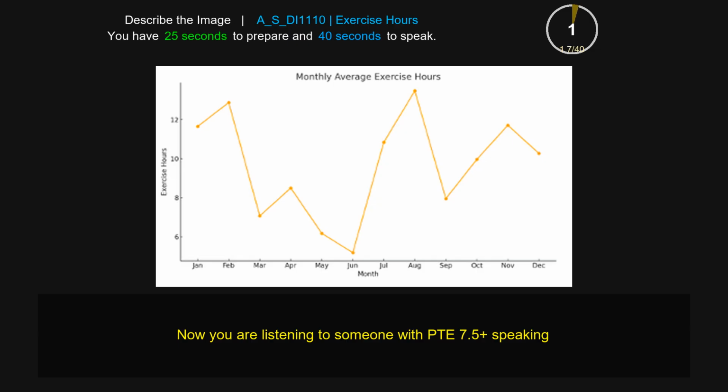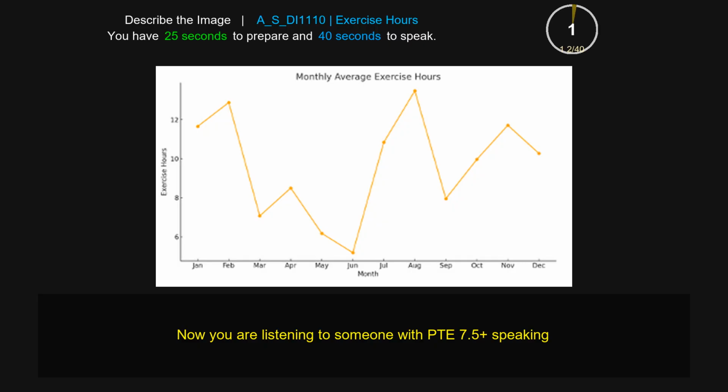This line graph shows information about monthly average exercise hours. On the left it shows exercise hours from 6 to 12, and on the bottom it shows months from January, February, March, April, May, June, July, August, September, October, November, and December. And in conclusion, the highest is October at 12, and the lowest is June at 6. Therefore, this graph shows information about monthly average exercise hours.